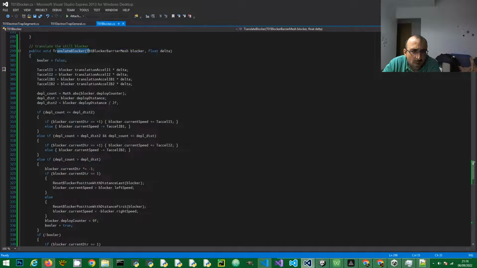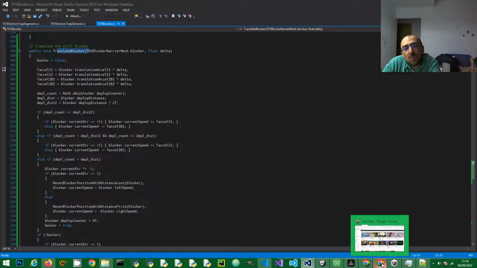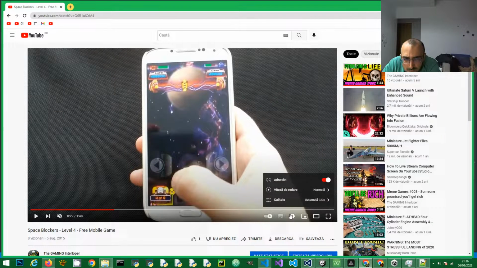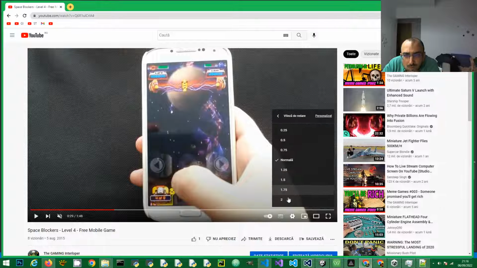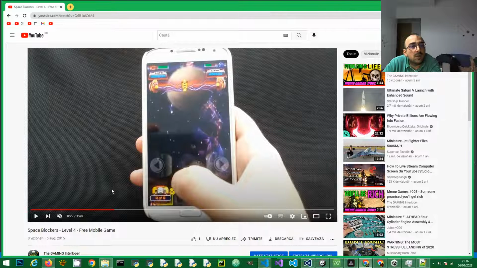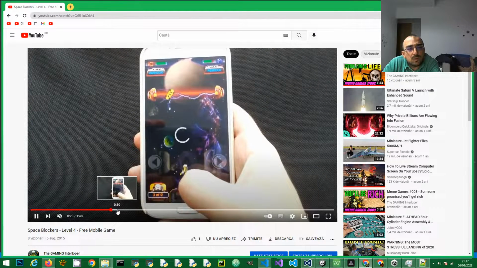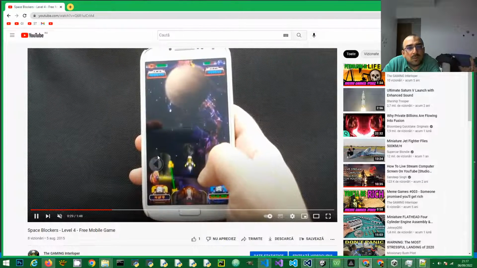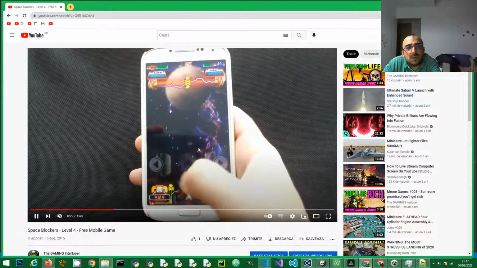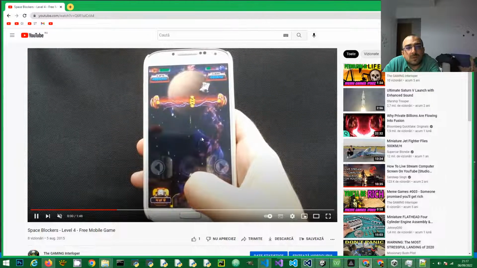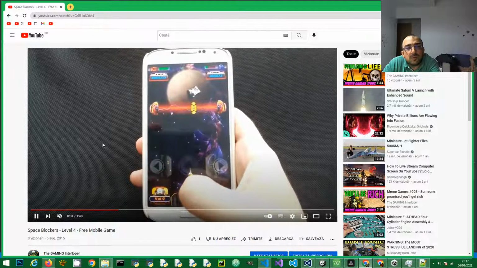This method. So can we change the speed right here? Normal 0.25. Okay, good. So this one is a rotational one. This one moves left and right. Okay, left and right, left and right.